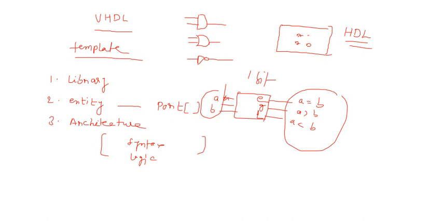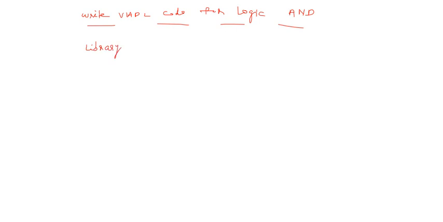To define this whole thing, let's take the example of a simple AND gate. The question will be: write VHDL code for logic AND. To write a program for this, first, as I just explained, we start by describing the library IEEE.